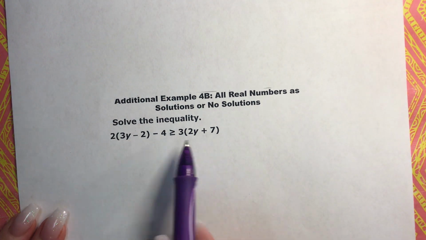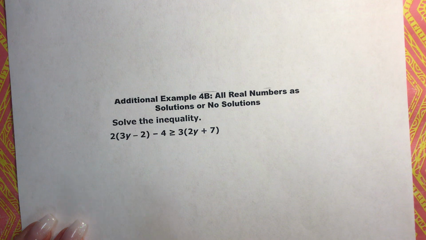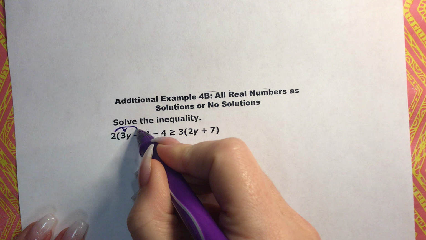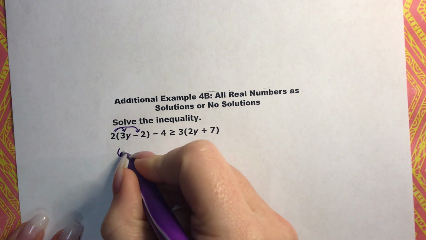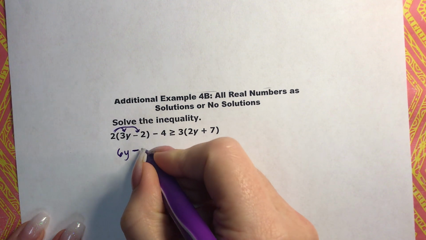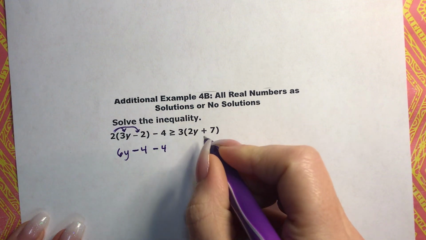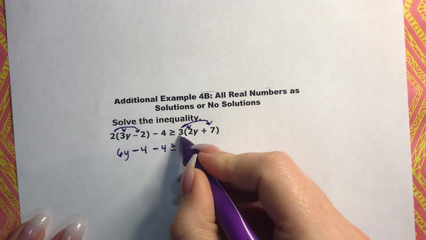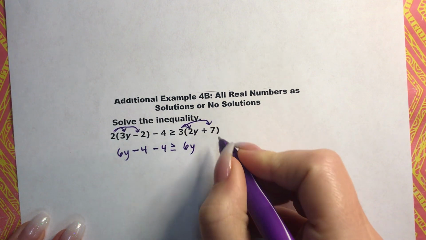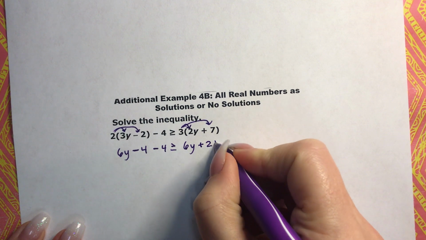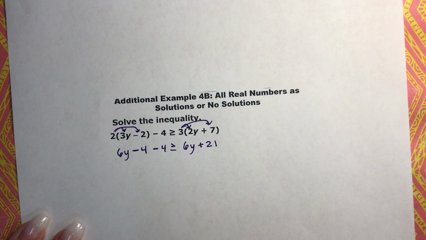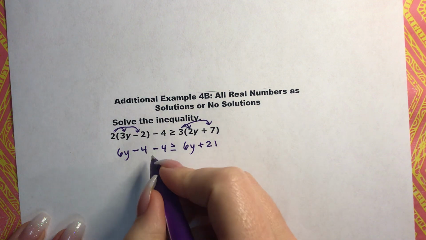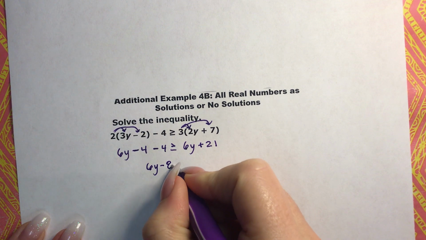So there's a lot going on. We have to really simplify both sides of this. So first, let's start with simplifying by doing the distributive property. We're going to distribute this 2 to both things. 2 times 3y would be 6y. 2 times -2 is -4. Minus 4 is greater than or equal to, and then we have to do the distributive property here as well. So 3 times 2y is going to be 6y, and then 3 times 7 is a positive 21. Okay. We need to simplify these numbers, so -4 minus 4 is -8. So let's just rewrite this.